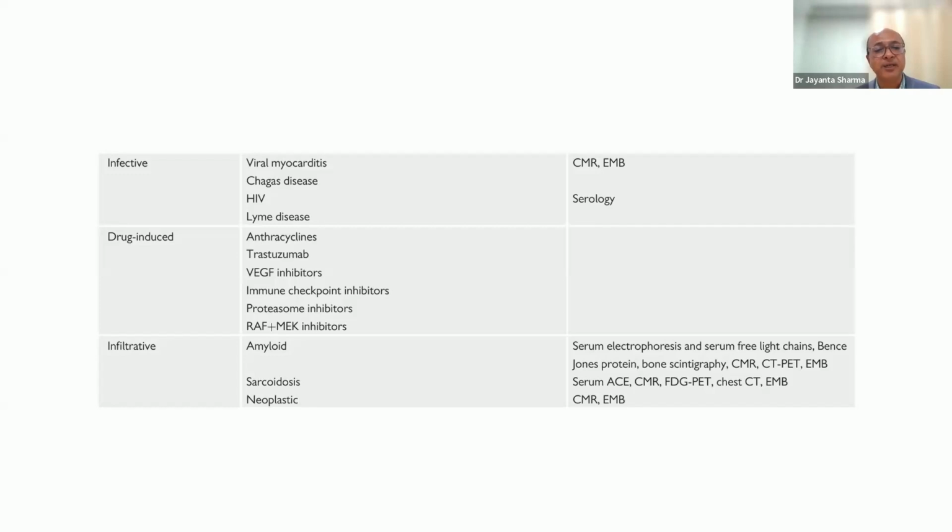And sometimes nowadays we are getting drug-induced heart failure. The patient is on different drugs, specifically anthracyclines, or immune modulator drugs, which sometimes can cause heart failure. So these are the common things. Besides this, we have infiltrative causes, that is amyloidosis or sarcoidosis, or cancer may cause heart failure in long-run patients. In such cases, different investigations are there, so we have to do accordingly, depending upon the patient's clinical presentation.